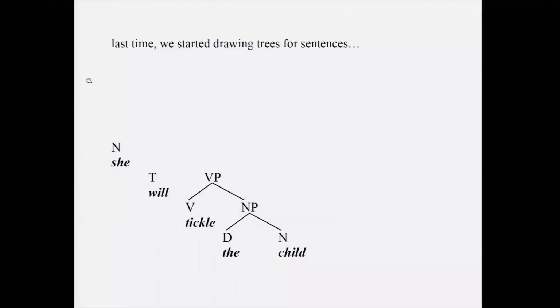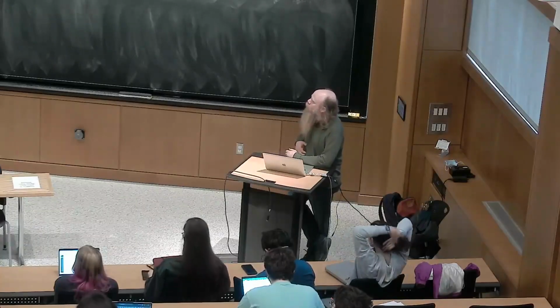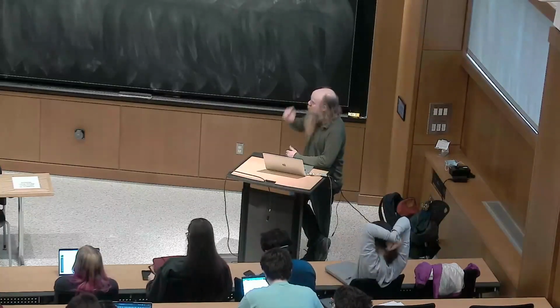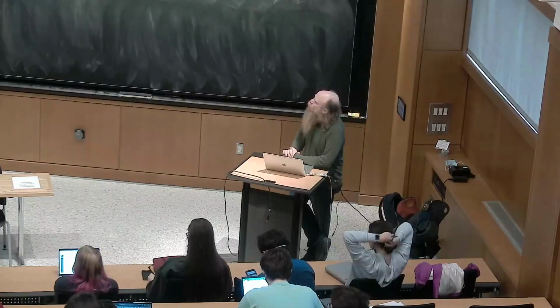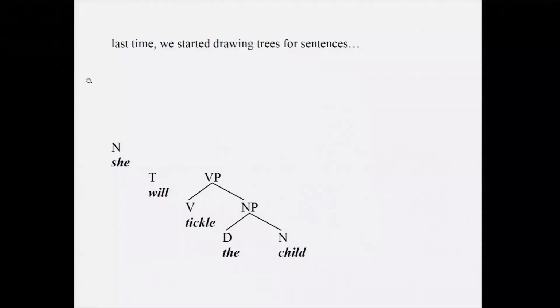I said, we're going to do the construction of sentences the same way we did the construction of words back when we were doing morphology. We're going to use this operation merge, which takes pairs of things and puts them together to make new things. So we'll merge the and child and get a new thing, which we'll name a noun phrase after the fact that it crucially contains a noun. We'll merge that noun phrase with the verb tickle, and that's how we get the verb phrase.